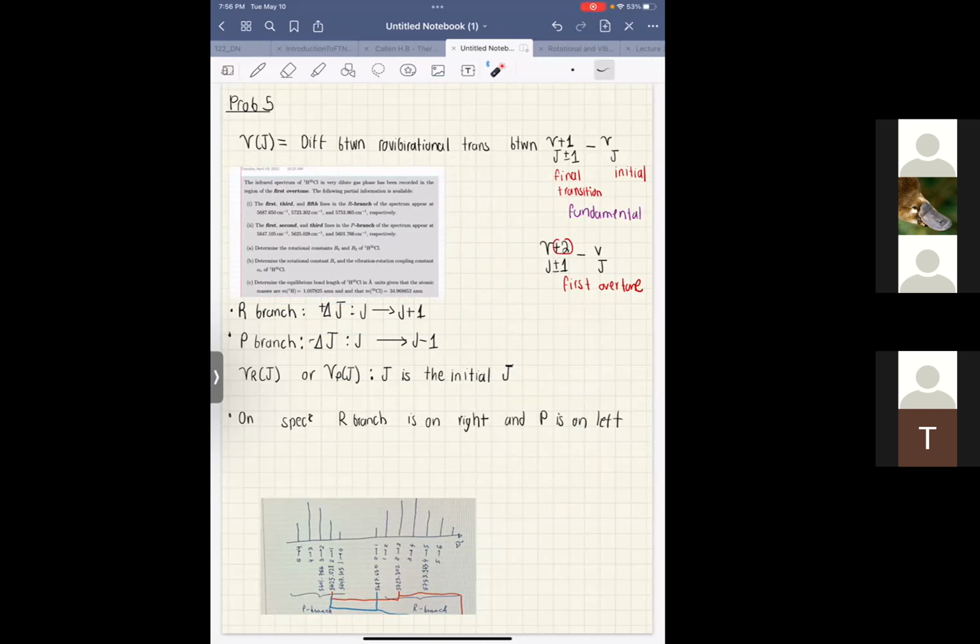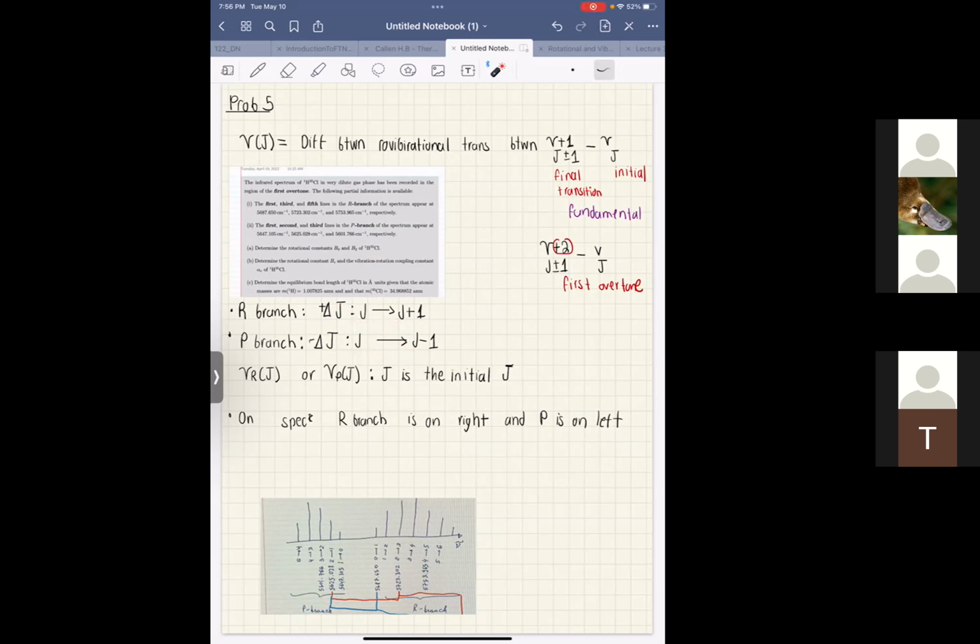It's asking that the first, 3rd, 4th, and 5th lines in the R branch of the spectrum appear at these numbers, and the first, second, third in the P branch will appear with these numbers. It's asking to determine the rotational constant B of 0, B of 2, of the gas. So basically, for the R branch, we know this is true, and for the P branch, we know this is true, and J is the initial.